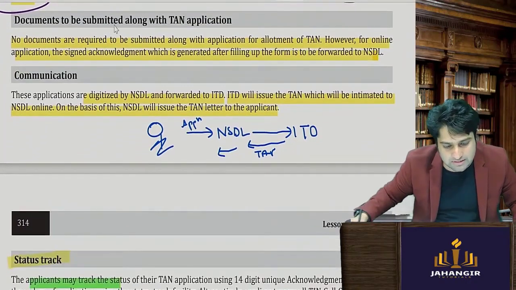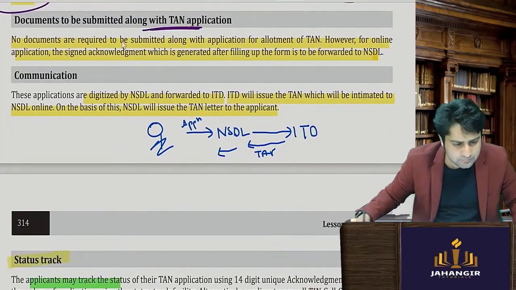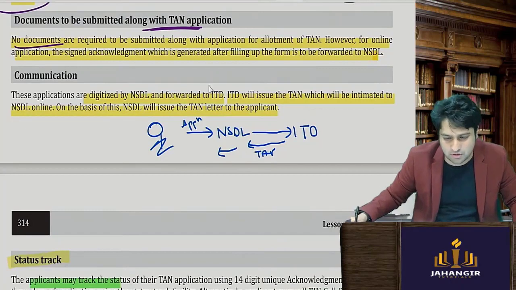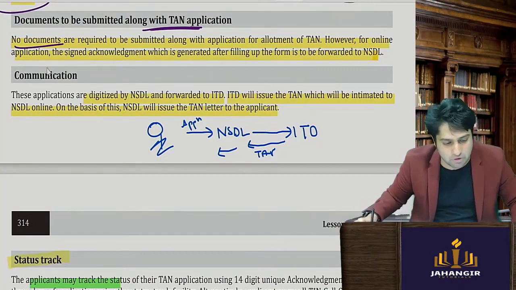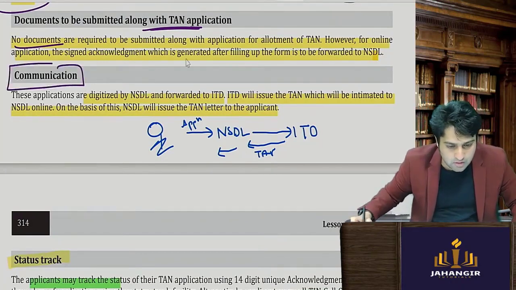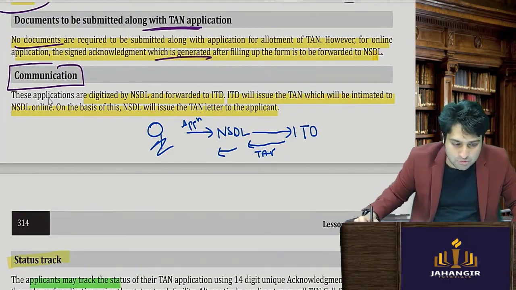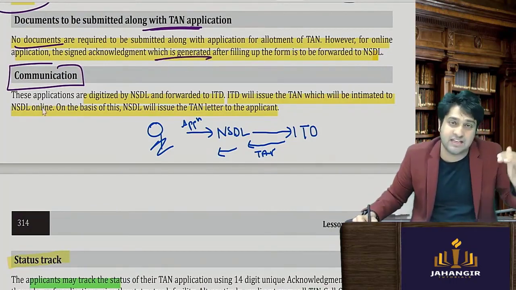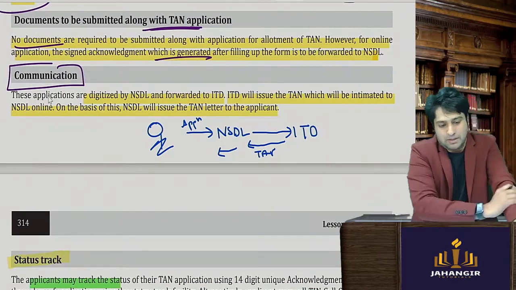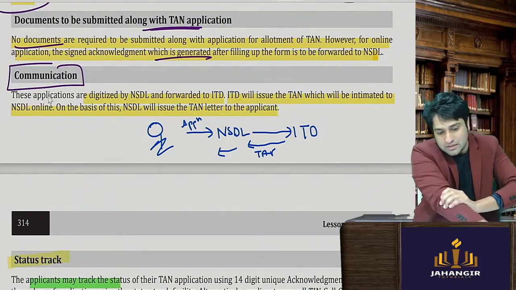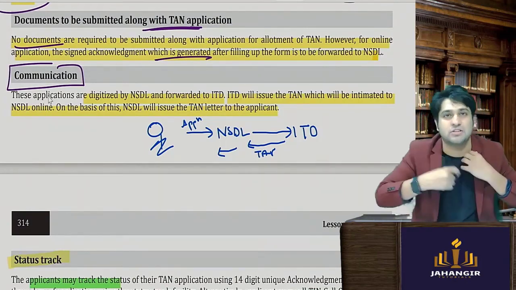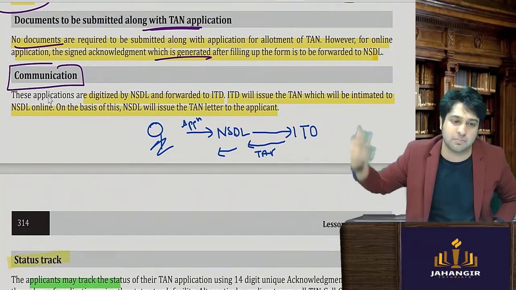Now, documents to be submitted along with TAN. No documents are given. It is automated. You just get an acknowledgement. Just by filling the form, the details will automatically be picked up, because you quote your PAN, right? From the PAN, they pull up the complete details in the background.